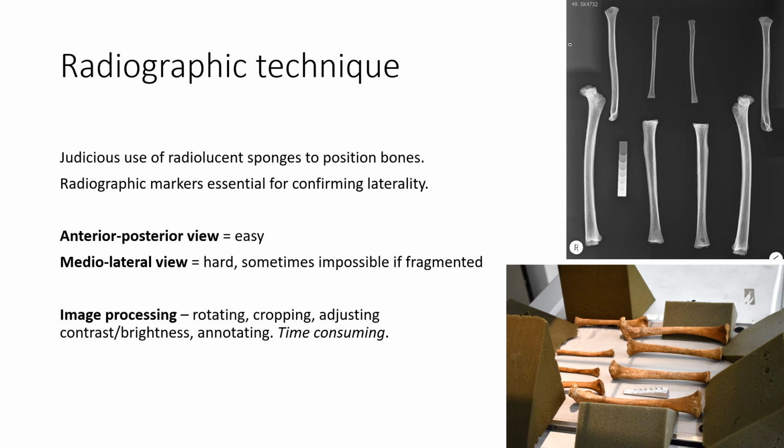The anterior posterior view was easy to perform on all the bones. But the medial lateral view was hard and sometimes impossible if the bones were fragmented. With more than one break, so two or more breaks, it was pretty much impossible to perform a medial lateral view. Image processing, whether it's rotating, cropping, adjusting the contrast and brightness, or annotating the imaging, was needed, but it was time consuming.